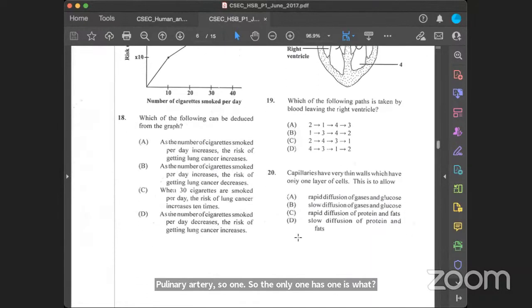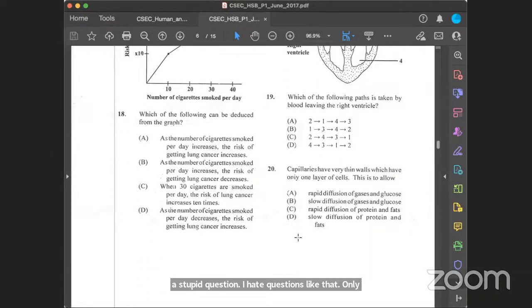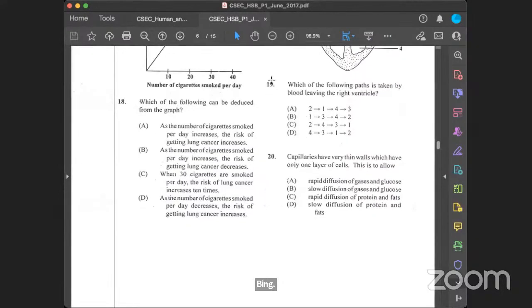That's a stupid question. I hate questions like that. They don't give you any trick, you know. But yeah, all can come like that. Y'all lazy, y'all lazy. I wish.